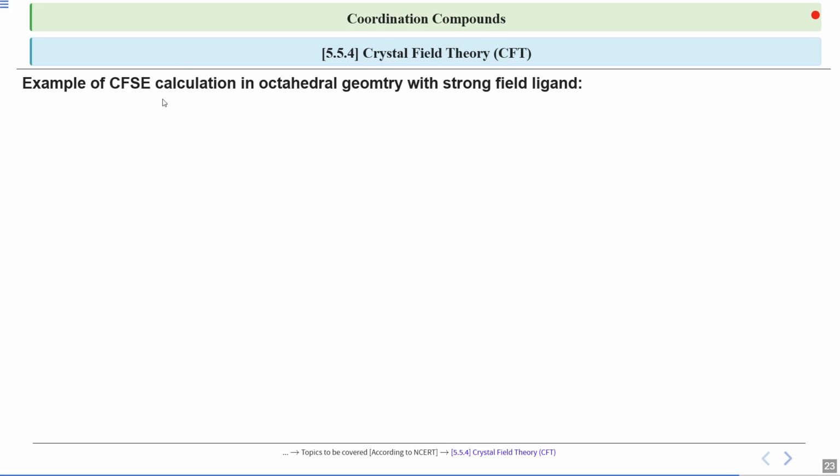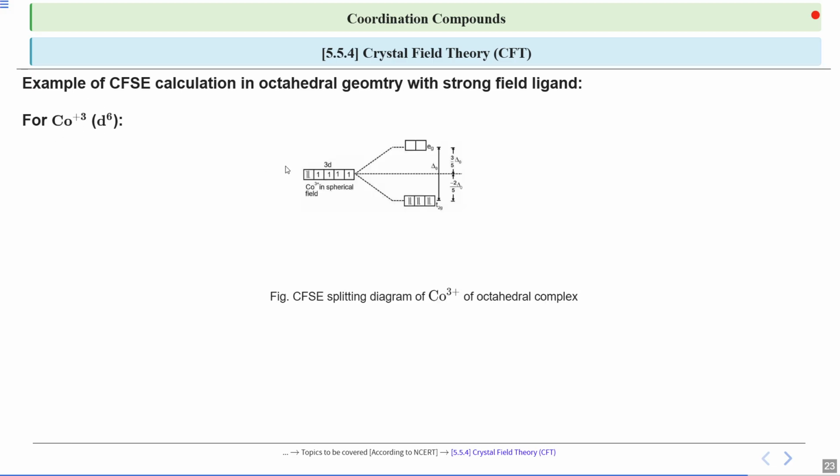Let's see an example of CFSE calculation in octahedral geometry with a strong field ligand. For cobalt plus 3, that means it has a d6 configuration. Cobalt plus 3 has a d6 configuration, and you can arrange that in the 3d orbitals in this manner, where we get 4 unpaired electrons and 1 paired electron. So this is Co3+ in the spherical field.